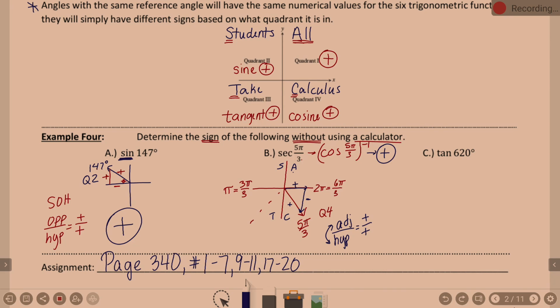So, tangent of 620 degrees. I know what my brain says about 620. Minus 360. 620 is too big to know, isn't it? It's bigger than 360. I don't want to work with it. So the first thing I'm going to do is subtract off once around the circle. 620 minus 360 is 260. So now we're thinking tangent of 260.